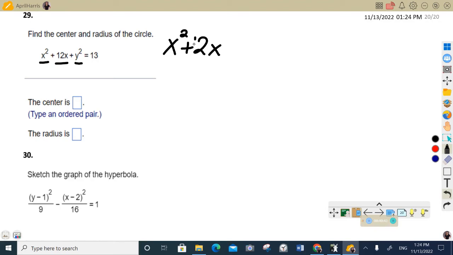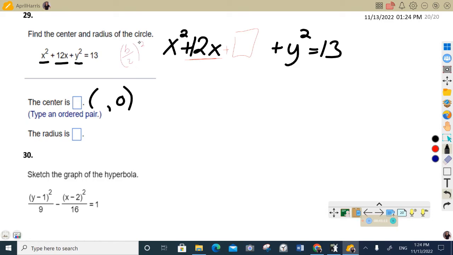That's supposed to be a 12. I'm going to leave a space right here for a reason, and then I'm going to say plus y squared equals 13. For y squared, I already know the center value for y. It's going to be 0 because nothing is being added or subtracted to y. But I've got to make this a perfect square. So I'm going to add half of b. So in that box, I'm going to take b divided by 2 quantity squared. That's what's going to go in my box.